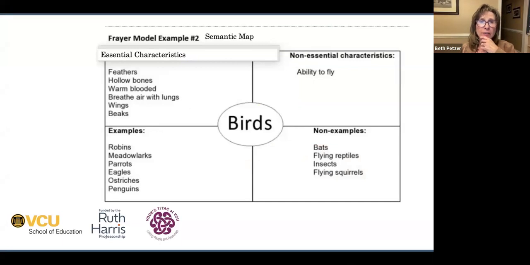And here's a Frayer model, which a lot of our teachers use. I've seen this in a lot of different content classes. You put that word in the middle and you've got essential characteristics. First of all, there's lots of different variations on this map. This is one where you have essential characteristics on the upper left and non-essential. It's not essential that birds fly. They can still be a bird without flying. You have your examples of birds, and then you have your non-examples, which are able to fly, but they're not birds. So that's just an example of a Frayer model.